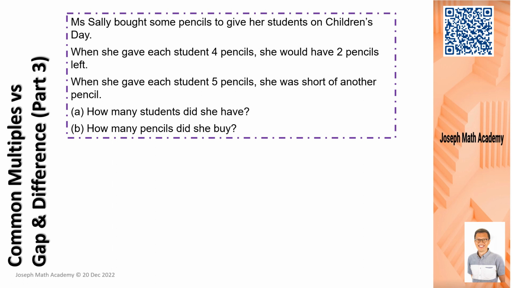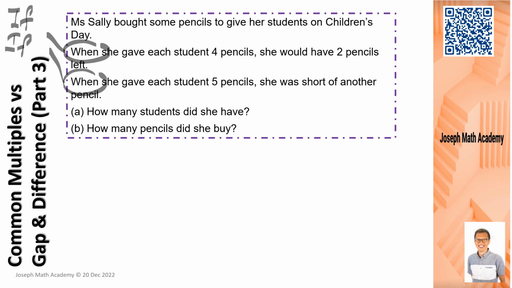Now, this question, instead of being phrased with double if, has double when. Double when or double if will still apply the same concept of gap and difference. If it's double if, that means the situation has not happened. It's just a prediction. But when it's double when, that means it has happened, so it's in the past. Whether it is double if or double when, it is telling us to use gap and difference.